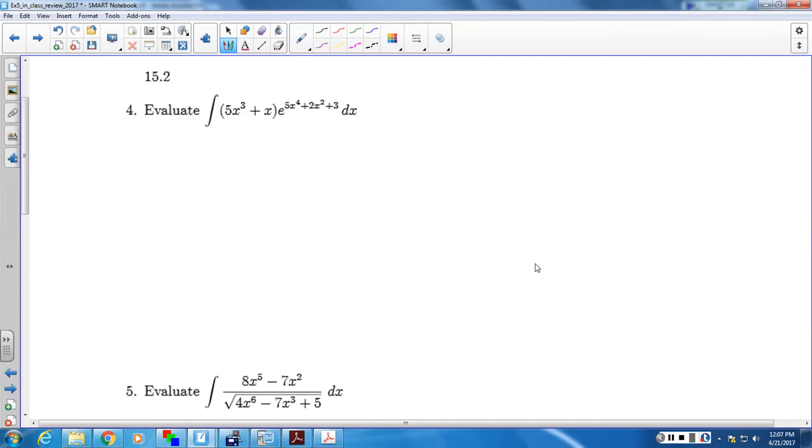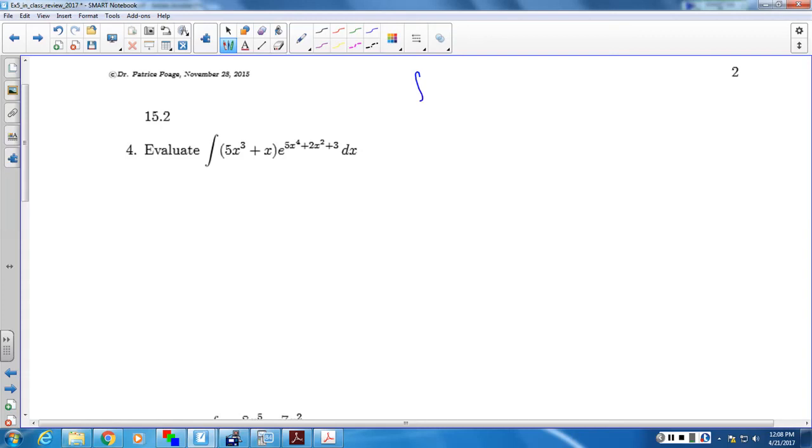I have an e in this, and it's raised to a bunch of junk. So I'm going to remind you, if we just have the integral of e to the x, the answer is e to the x. If we have an integral of e to some number times x, then the answer is 1 over that number, e to that number times x. But if we have anything other than x to the 1, then it's considered junk. And so this exponent right here is our junk.